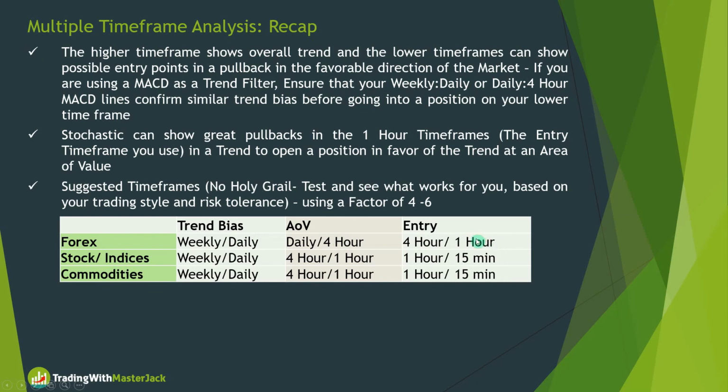Now when I say a factor of 4 to 6, you'll see if you, for example, use the 4-hour, then your entry would be the 1-hour. So it's a factor of 4. Weekly to the daily, that would be a factor of 5. And if your 1 hour is at the area value, then 15-minute, that's a factor of 4, or you can even use the 10-minute as your entry. That would be a factor of 5. I'm sure you get the picture.